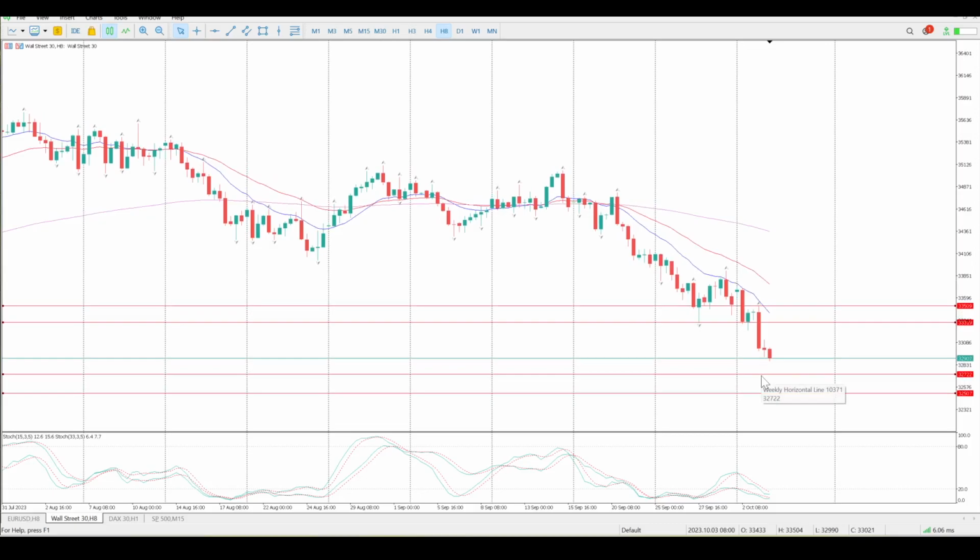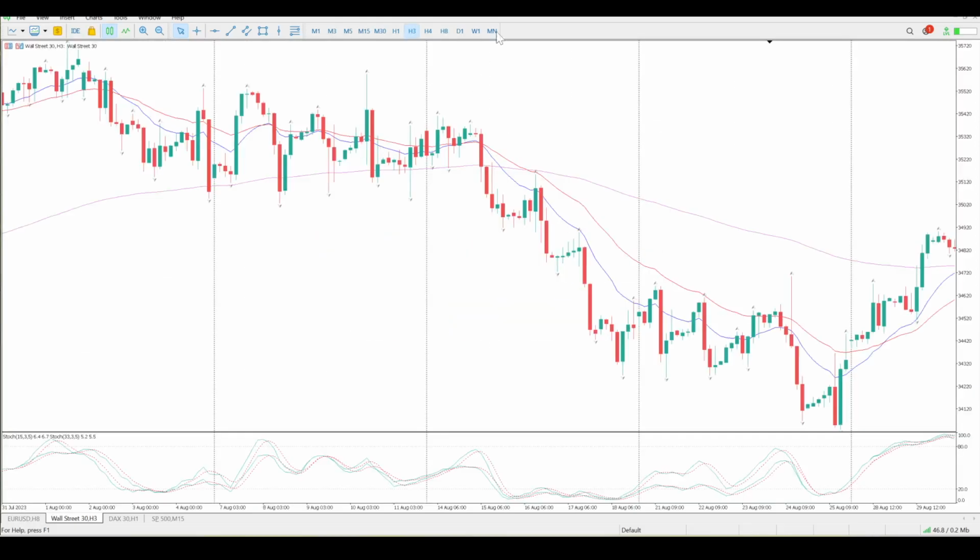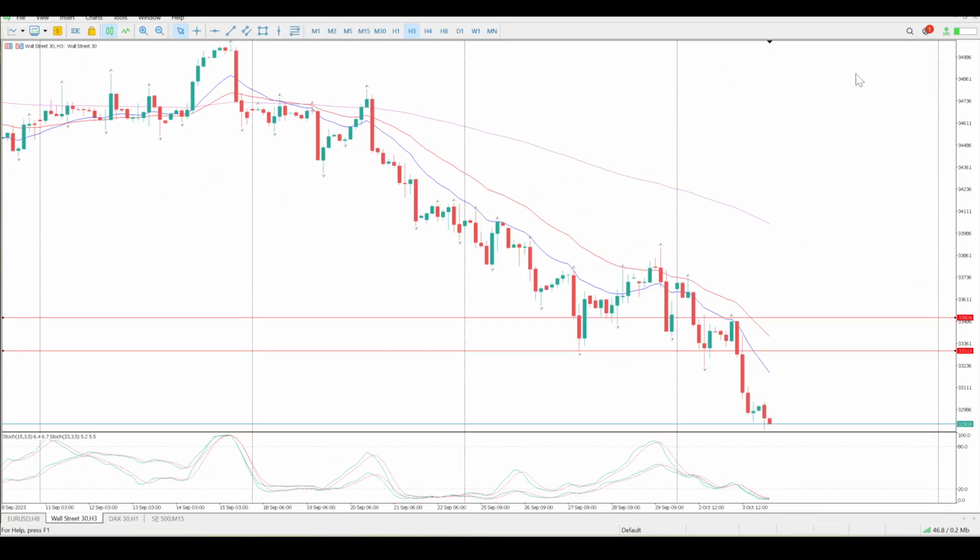32,722 is our first target, and 32,507, which you can round off to 32,500, is our next target. Obviously I don't want to be just jumping in short here. That's a recipe for disaster. I'm looking for a rejection higher up. Now on the 8-hour, that rejection is quite far away, but on the 3-hour, it is fairly close.